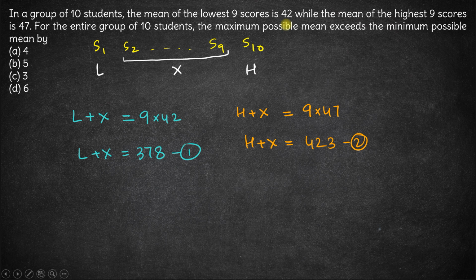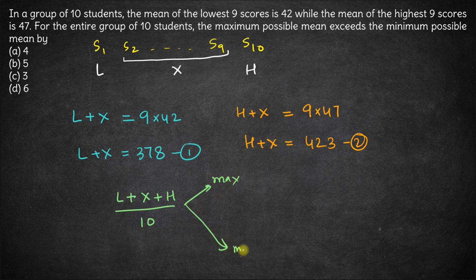And now we need to figure out the maximum and minimum possible value of the average of the entire 10 people. The average will be the sum of all their marks divided by the number of students, which is 10. So we'll talk about their maximum and minimum values. Now we know H plus X is 423, so the average becomes (L plus 423) upon 10.